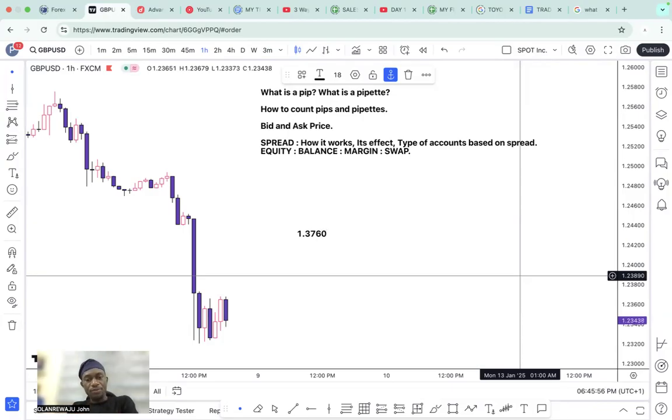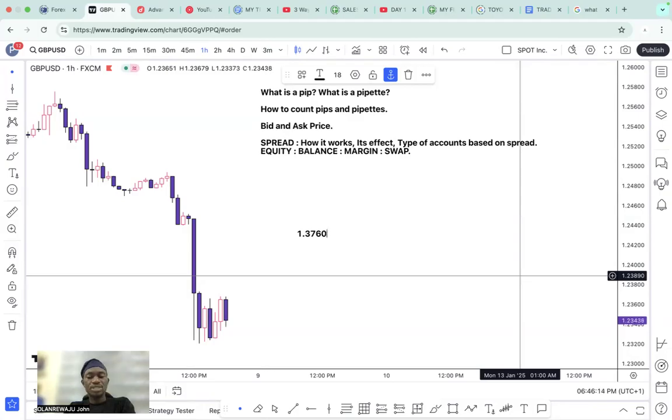So let's say that a few minutes ago, GBP USD was at 1.3761, and now it is at 1.3760. What has happened to GBP USD? GBP USD has decreased by 1 pip.